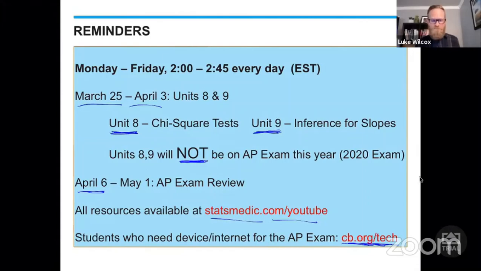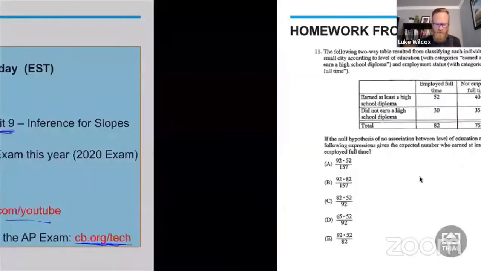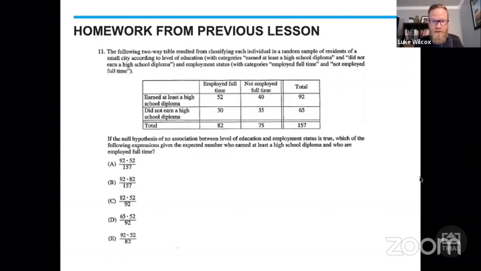For 2020. Okay, so we are going to check back in with some work that you did yesterday with Mr. Murphy. This is a chi-square scenario, and it is a multiple choice question from an old AP exam. So let's just jump right in here.